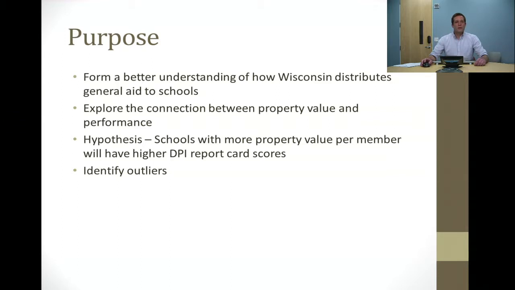More specifically, this exercise was meant to explore the connection between property value and performance of students. Going into the project, I had the belief that schools with more property value per member would in fact have higher report card scores from DPI. An additional purpose is I wanted to identify any outliers, any schools that did not fit in that category, and explore those schools a little bit further.